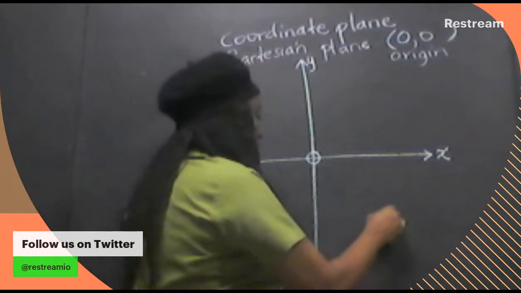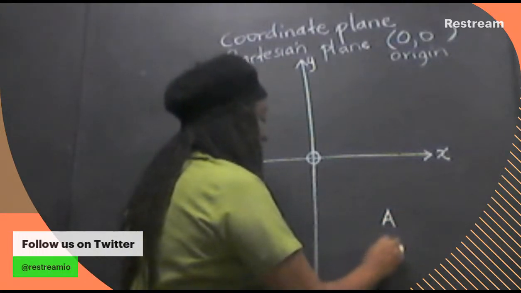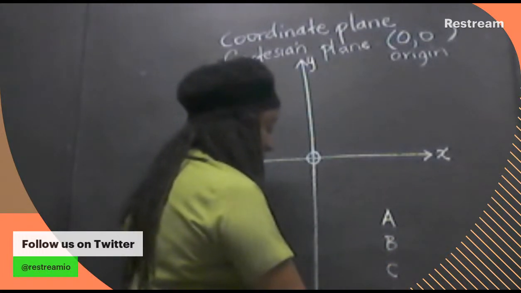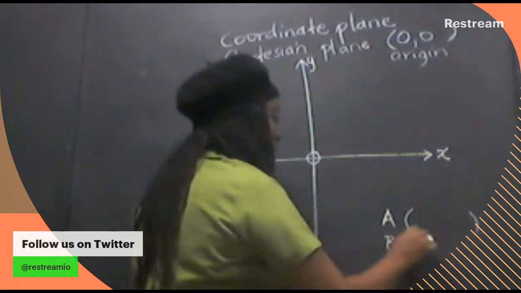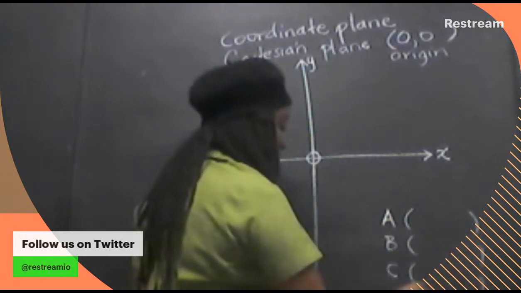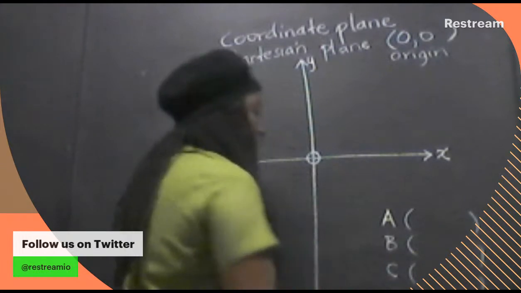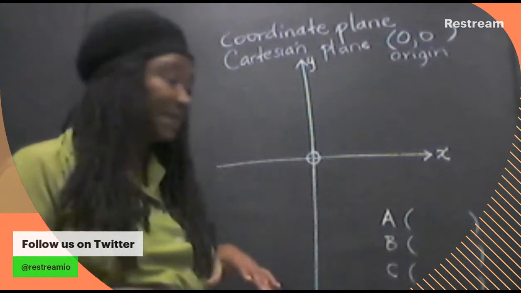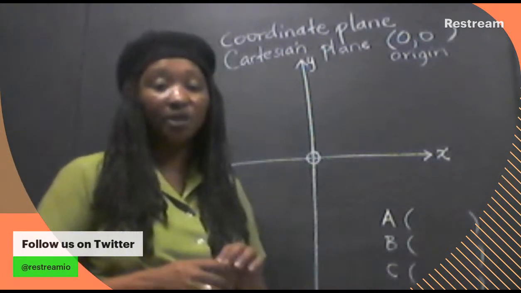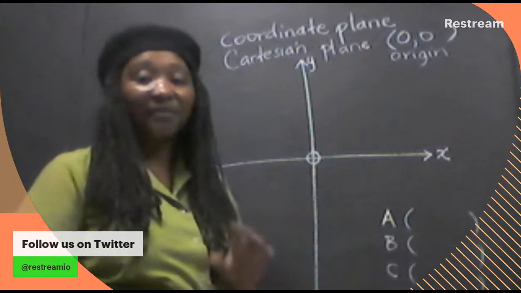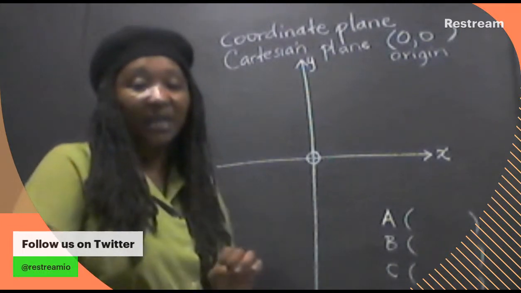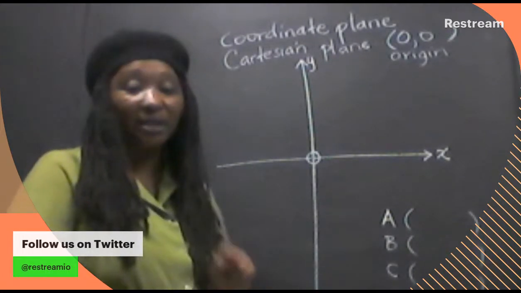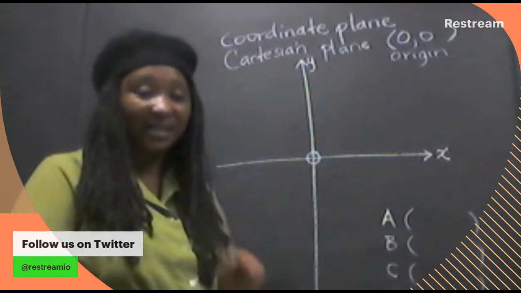So I'm going to use capital letters to represent. Let's do 5 of them. So we write our coordinate pairs in brackets. And the first number tells you where to move on the x-axis, and the second number tells you where to move on the y-axis. After you have moved in pairs, then you have made a point. So you don't write the point on the first movement, you write it on the second movement.